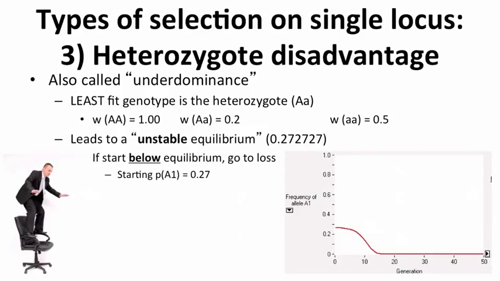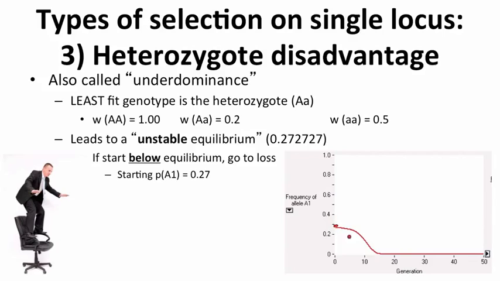What happens if the heterozygote has the lowest fitness? There aren't very many good cases of this, but we can at least show mathematically what should be expected. Well, in this case, again, the least fit genotype is the heterozygote, so I just made up some numbers here. And what this does, this actually leads to an unstable equilibrium, kind of like this fellow standing on the chair here. That if you start below the equilibrium allele frequency, so again, the equilibrium allele frequency is 0.27, so you're just a tiny bit below it there.